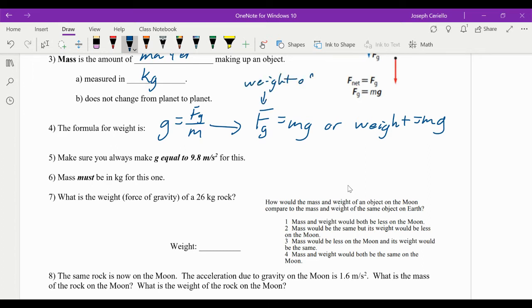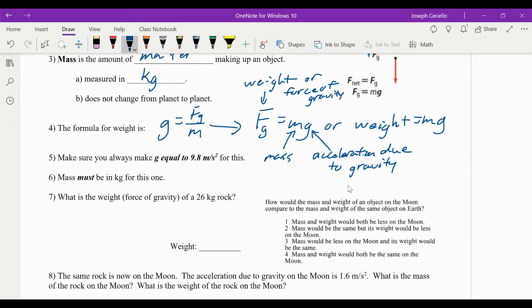or force of gravity. m is mass, make sure it's in kilograms, and little g is the acceleration due to gravity. On Earth, that number is generally 9.8. It is 9.8 on Earth, but on other planets, it's different. Make sure you always make g equal to 9.8 meters per second squared for this. Again, on Earth.